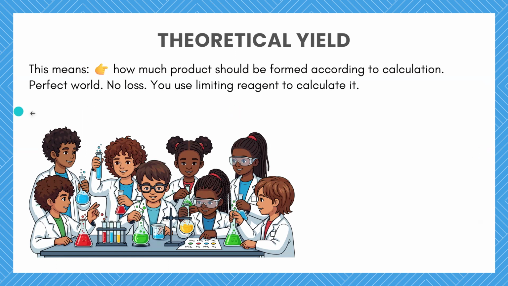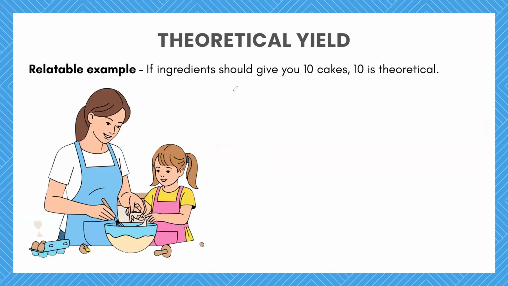Now, as this word implies theoretical, something that's on paper. Okay, the theoretical yield means how much product should be formed according to the calculation when you write the calculation down on paper. So in a perfect world, in an ideal situation where no loss occurred, the theoretical yield is what was supposed to be obtained. Okay, so the theoretical yield is actually calculated using the limiting reagent or the limiting reactant. And I'm going to be showing you exactly how that can be done.